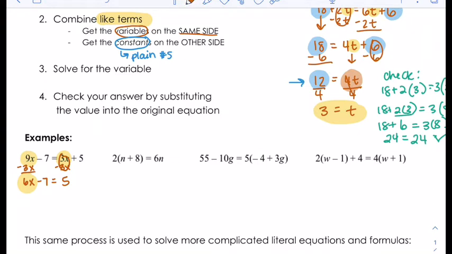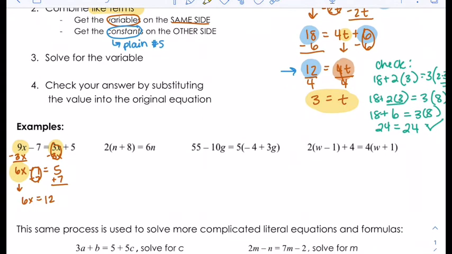So now I want to move my constants together on the right. I'm going to add 7 to both sides. On the left, I have negative 7 plus 7, which is 0, so I'm left with just 6x, equals 5 plus 7 is 12. Now in order to get my x completely alone, I'm going to divide by 6 on both sides. On the left, 6 divided by 6 gives me 1x, and 12 divided by 6 is 2. So x is equal to 2.